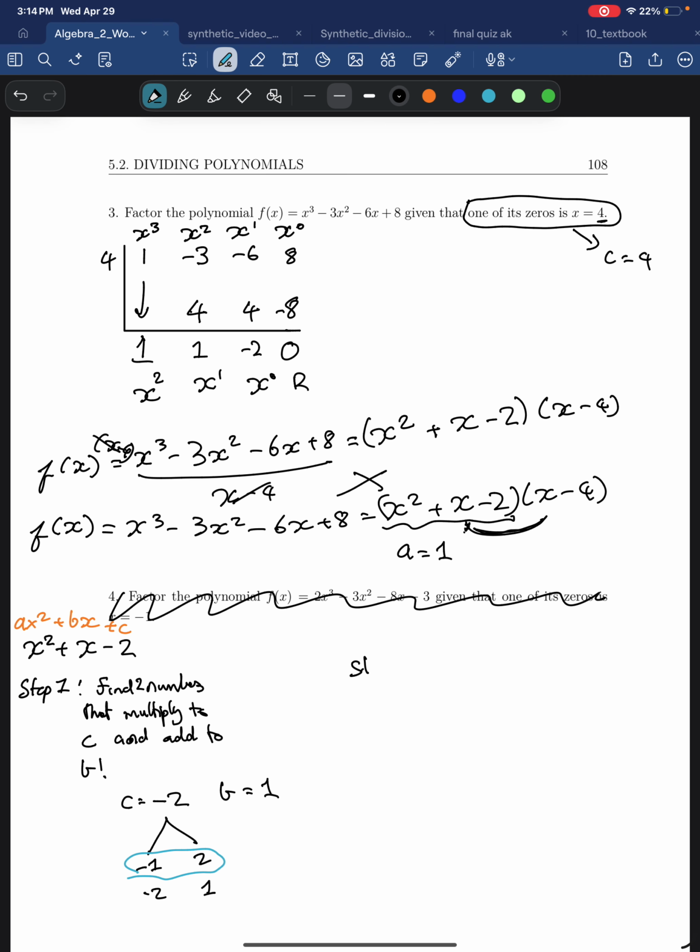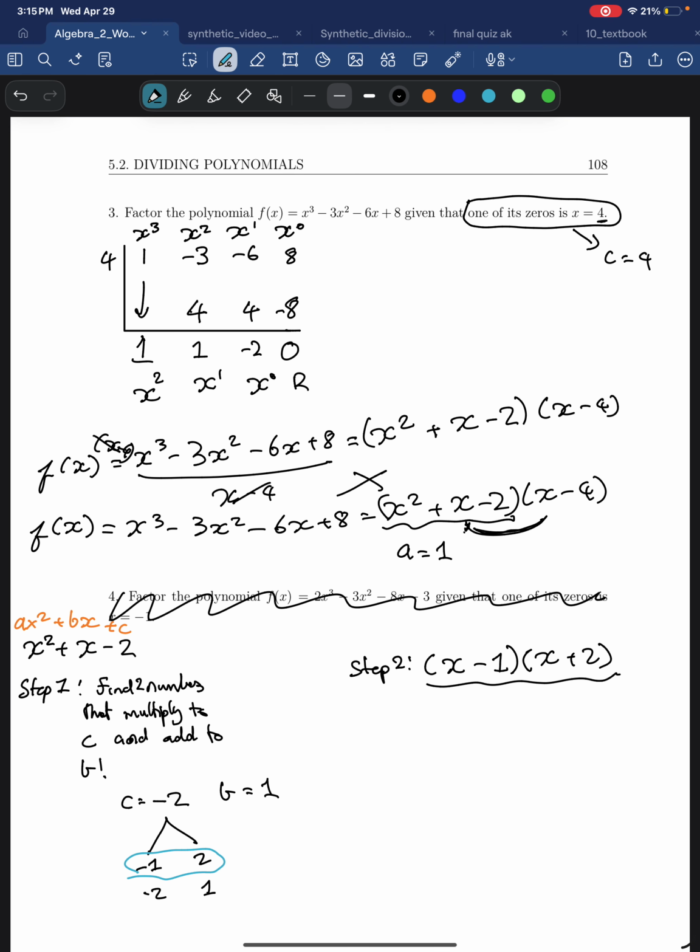Step 2, what we're going to have here is x minus 1, you see the numbers we've chosen, and then x plus 2, right? So at this stage, we are done. We're almost done.